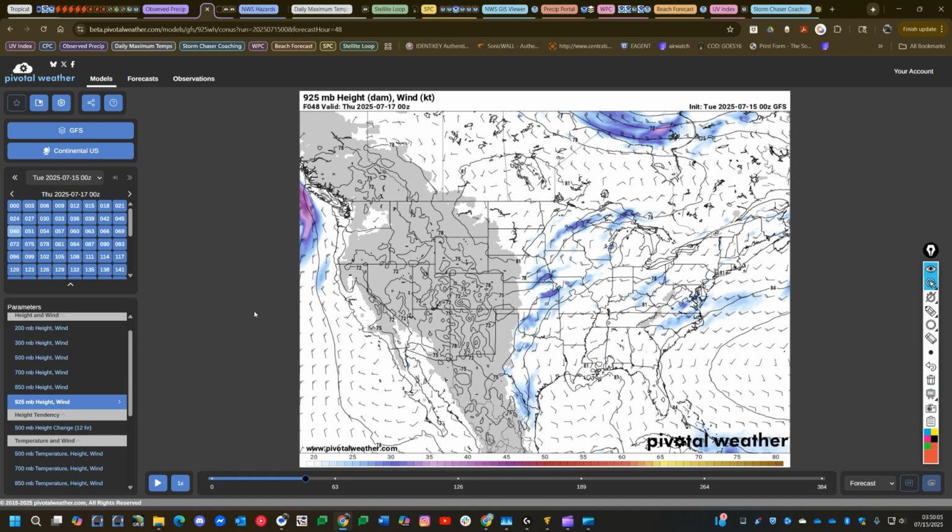Next, we're going to talk about the heat risk for this week, and then we're going to go over the flooding risk, severe weather, and then the tropics, and quickly go over the future radar for the next couple days.